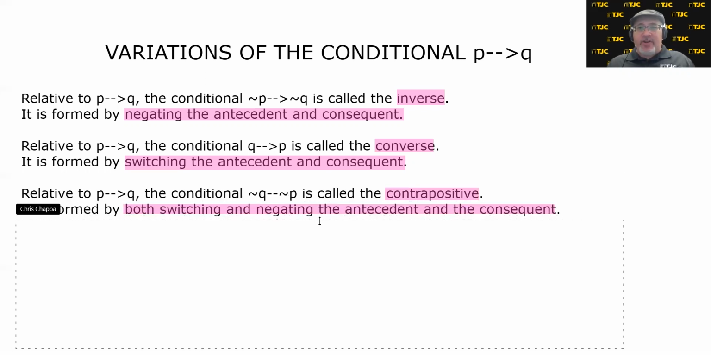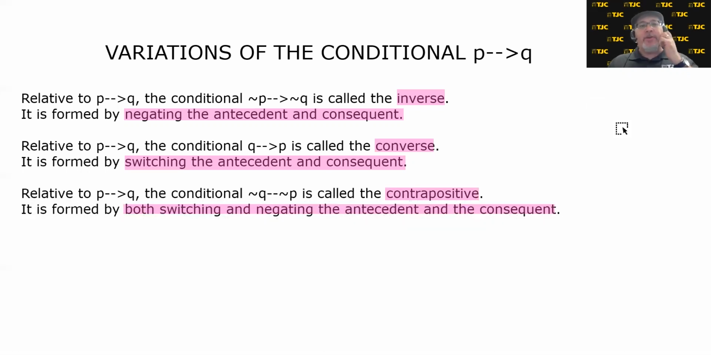There's a third variation of the conditional. Relative to P pointing to Q, the conditional negation Q pointing to negation P is called the contrapositive. Let's scoot that over a little bit. It is formed by both switching and negating the antecedent and the consequent.